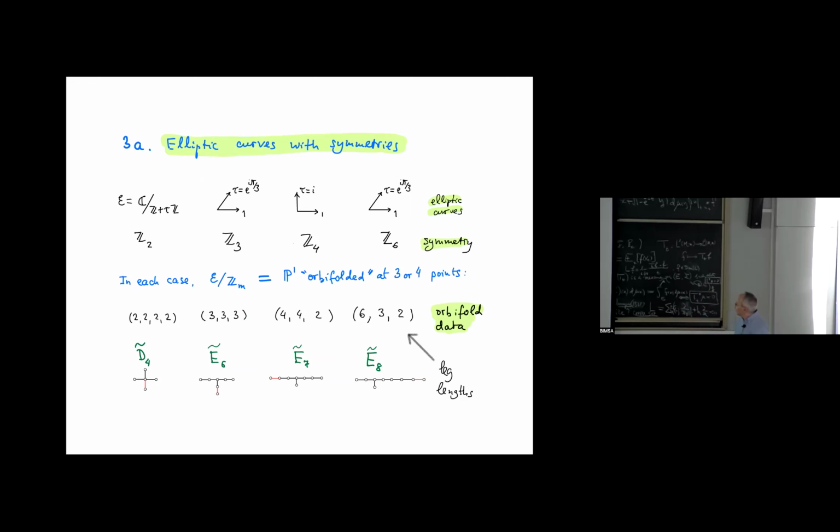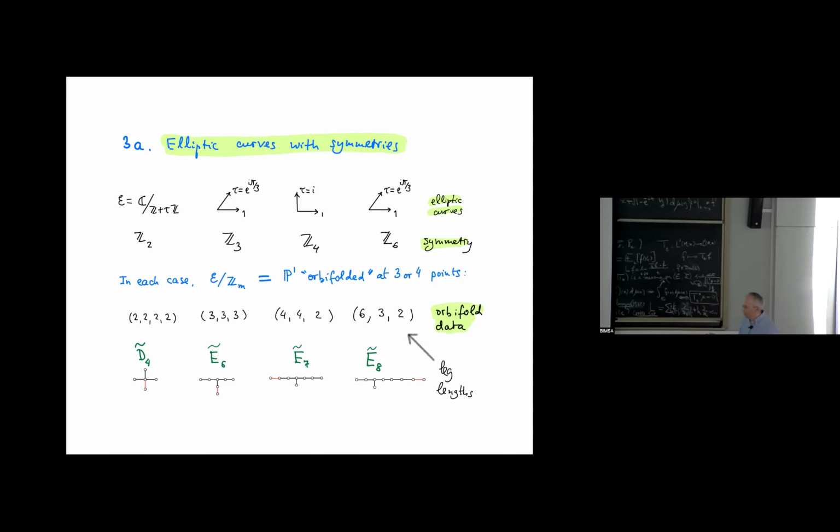Okay, so here are some pictures. I would like to tell you that there is some kind of link, maybe non-obvious link, between these elliptic curves with symmetries and the affine Dynkin diagrams of type D4, E6, E7, E8. At least in simple terms, it can be explained as follows. These are pictures for the corresponding lattices and the symmetry groups. And then in each case, we will be interested eventually in orbifold, taking quotient by the symmetry group.